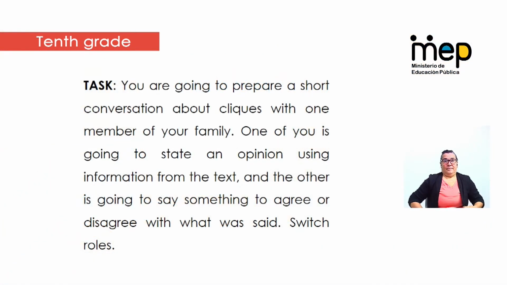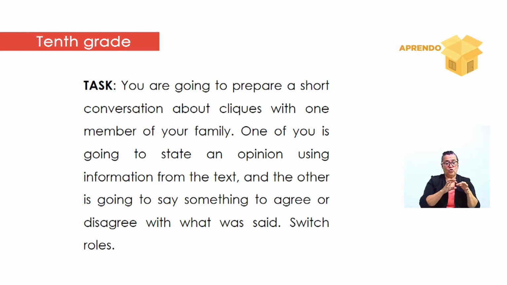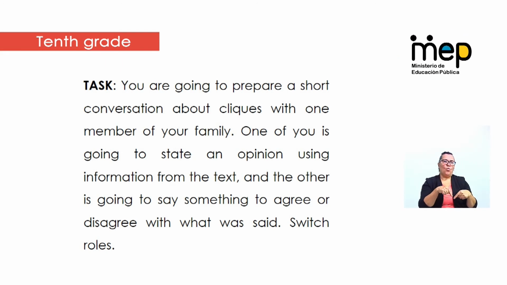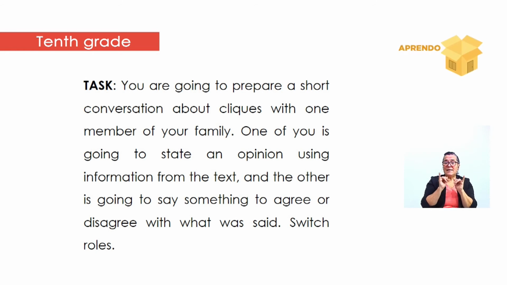Okay, very good. It says, you are going to prepare a short conversation about cliques with one member of your family. One of you is going to state an opinion using information from the text, and the other is going to say something to agree or disagree with what was said. You are going to switch roles. So one of you expresses an opinion, and the other person agrees or disagrees. But before doing that, you need to see some very helpful expressions. Let's look at them.